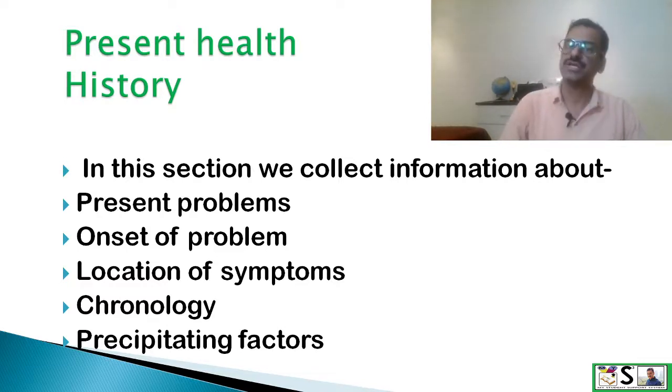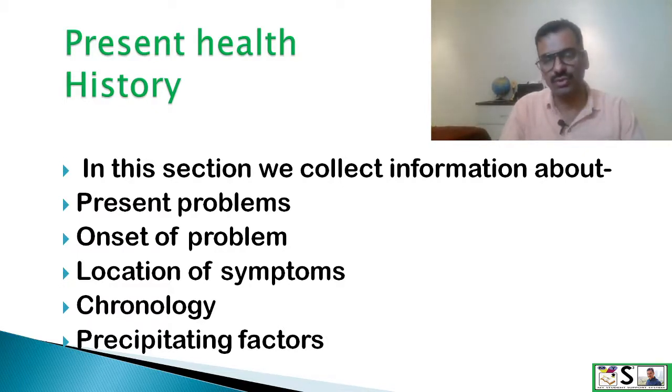Then chronology. If a lot of symptoms or events are there, then we ask for chronology, when the first symptom was there, when the second, in this way. And precipitating factor. What are the factors which start these symptoms, or which generate these symptoms? Those are known as precipitating factors. We ask the client what are the things that lead to a particular symptom such as headache.